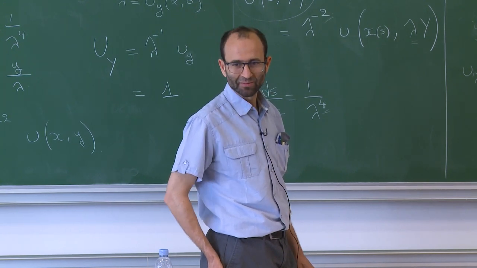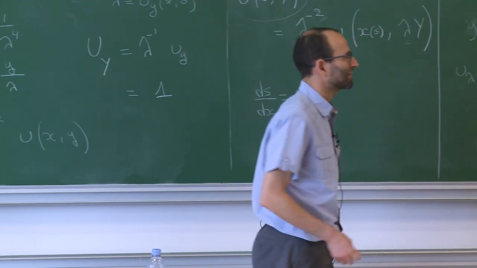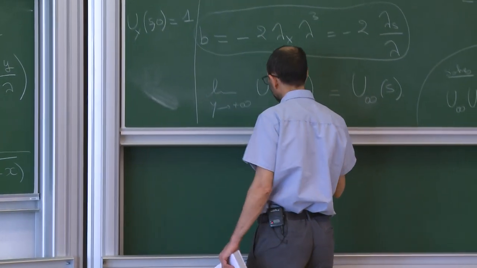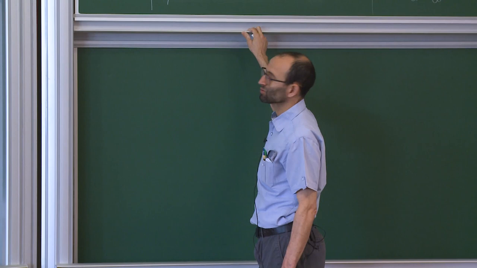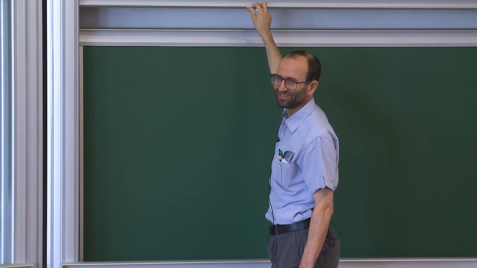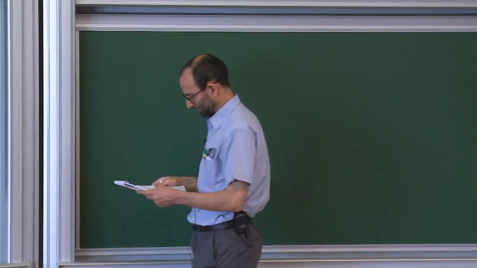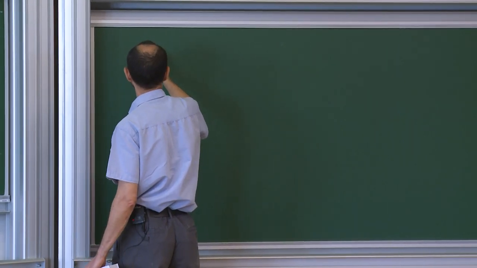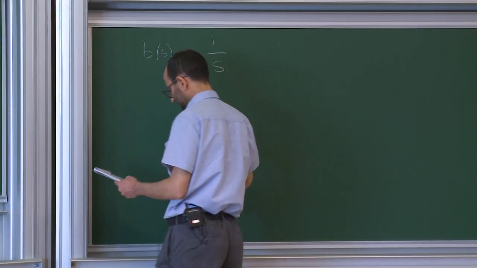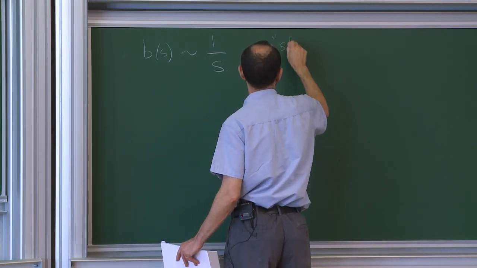Of course, it's not always the case. Yeah, but at least for us, it was motivated by, and also the use of the letter B. I mean, you can explain why. So we will prove that B of S behaving like 1 over S is some sort of stable behavior.